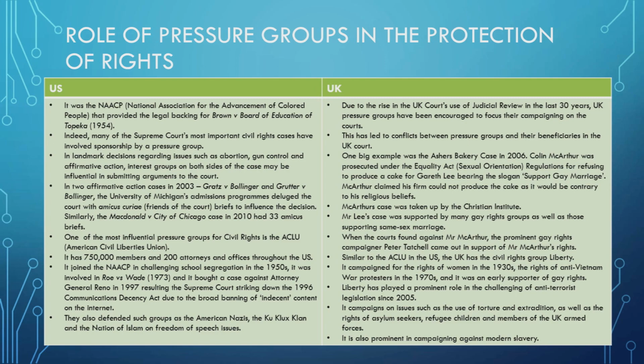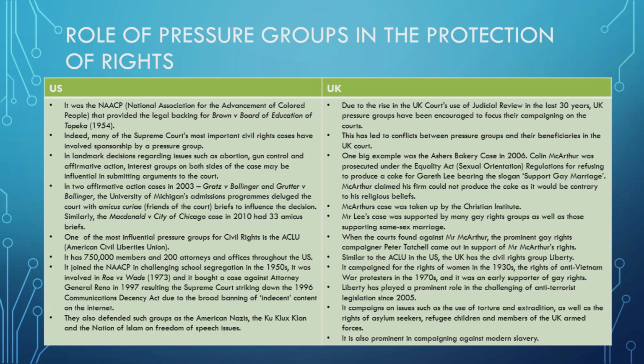So Colin MacArthur was prosecuted under the Equality Act for sexual orientation, for refusing to produce a cake for Gareth Lee bearing the slogan "Support Gay Marriage." MacArthur claimed his firm could not produce a cake as it would be contrary to his religious beliefs. MacArthur's case was taken up by the Christian Institute, and Mr. Lee's case was supported by many gay rights groups as well as those supporting same-sex marriage.